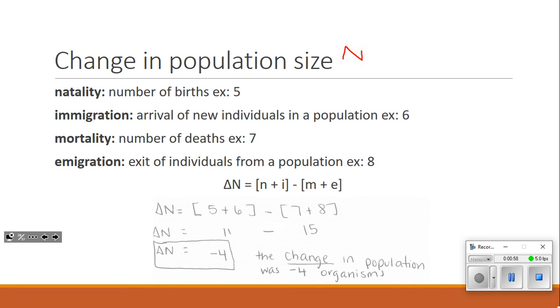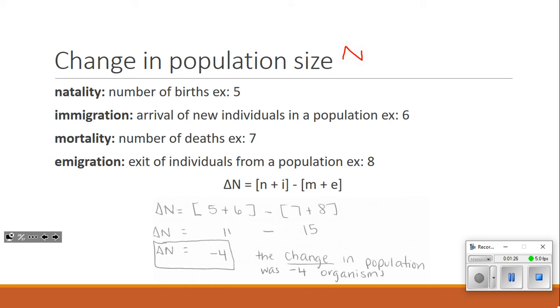There are different things that can contribute to the size of a population. These 4 that are listed are the typically referred to ones in questions that you might answer. Natality is something that could change the size of a population. Natality refers to the number of births. In my fictitious example, we're going to say that there were 5.